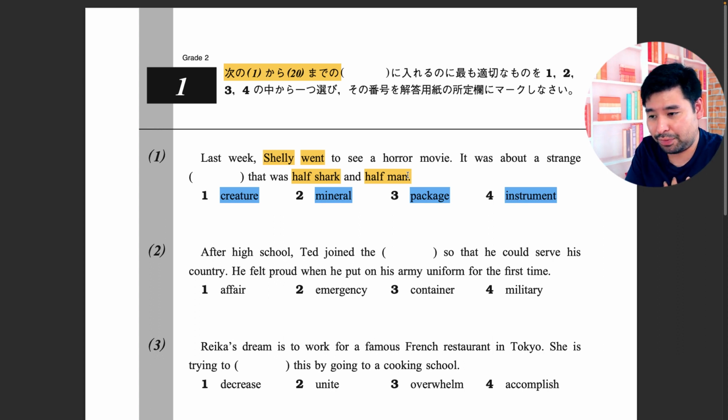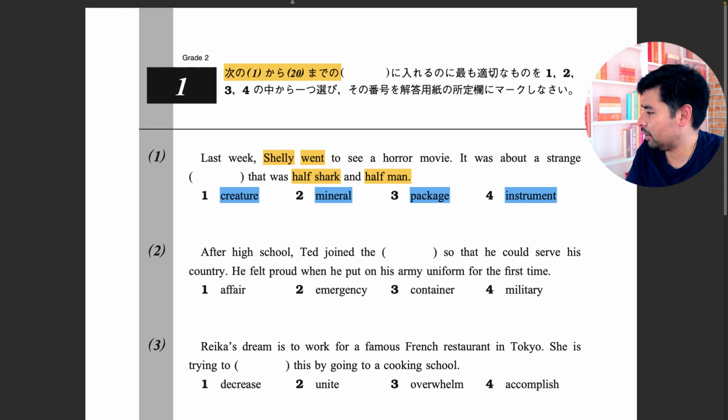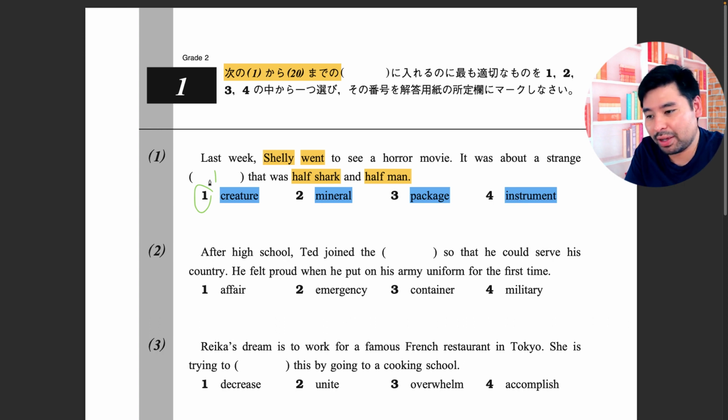For me, it's obvious, right? If it's something that was half shark, half man, we know that man and shark are living things. So the best one, of course, is going to be creature. Okay, so the answer for number one is creature. Why? Because it fits best with the question. She was talking about a half shark, half man. So what is it exactly? It's a creature. Mineral, it cannot be half man. Package, no way. An instrument, not either, right? So no big deal. Next one, number two.